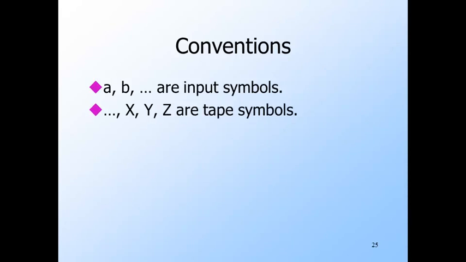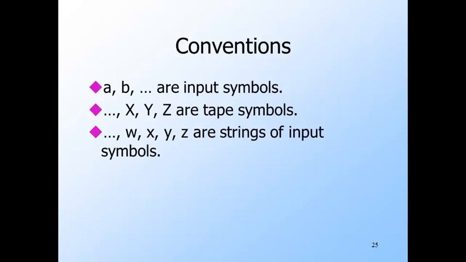And there are several conventions about letters we shall use. They are consistent with our earlier conventions for finite and pushdown automata. Lowercase letters at the beginning of the alphabet are still symbols of the input alphabet. Now, capital letters at the end of the alphabet are tape symbols, which might or might not be input symbols. Lowercase letters at the end of the alphabet are strings of input symbols.